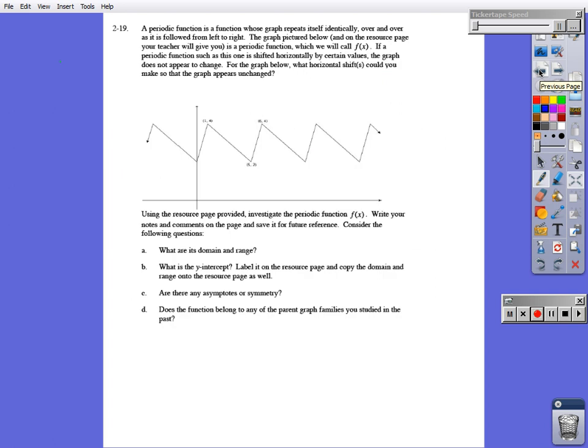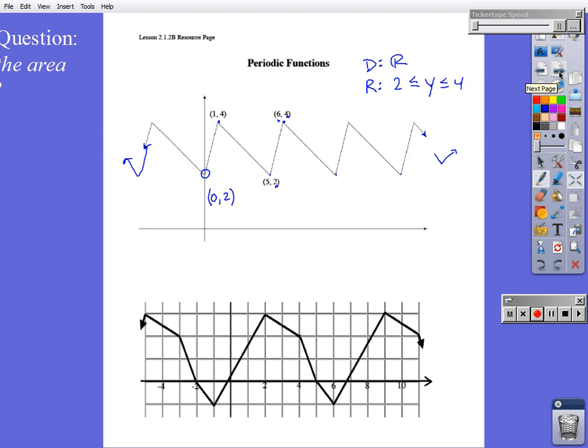Are there any asymptotes or symmetry? No asymptotes, but we do have symmetry. I don't know how much you go over this in geometry, but I'm pretty sure we call it translational symmetry. It's a slide symmetry. You can take that graph, slide it left or right, and it would match up with itself.